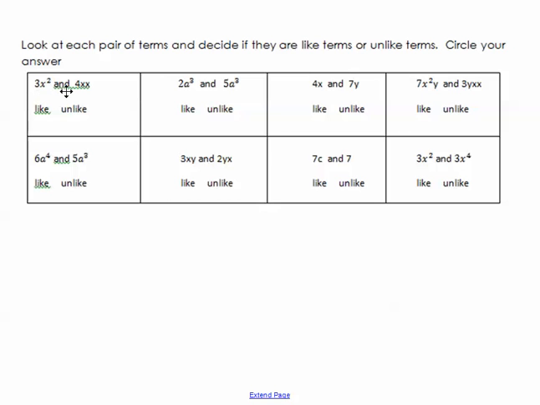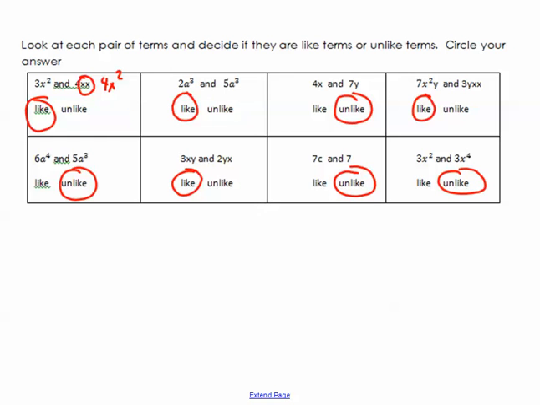So 3x squared and 4xx. Okay, xx right here means I'm multiplying my x's together. So wouldn't that just be 4x squared? So now are they the same? Yes, they are alike. All right, so go ahead and you circle like or unlike, pause the video, and then come back and check your answers.